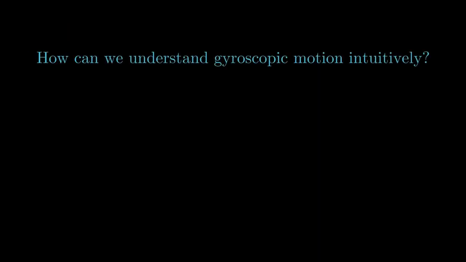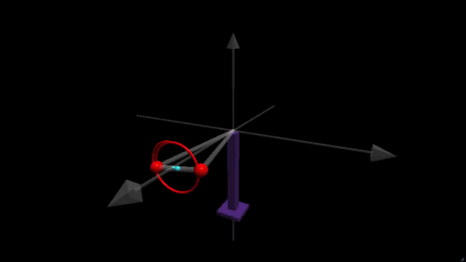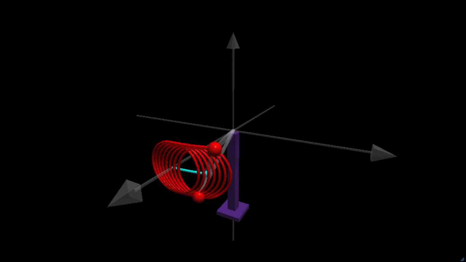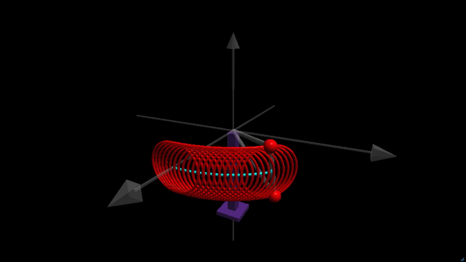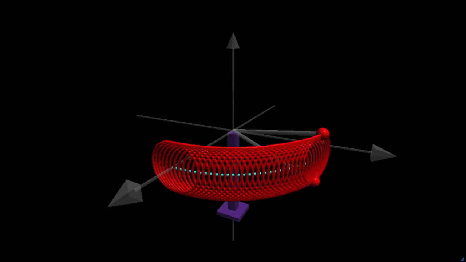So how can we understand gyroscopic motion at an intuitive level? Here's one way to think about it. Consider the motion of the two-top shown here. The top is spinning rapidly and precessing slowly. This type of gyroscopic motion is a bit different from the case we analyzed earlier. The advantage of considering the case of rapid spin and slow precession is that the center of mass moves very slowly around the circle, so the net force on the center of mass must be approximately zero. That is, the forces acting on the center of mass must be nearly balanced.